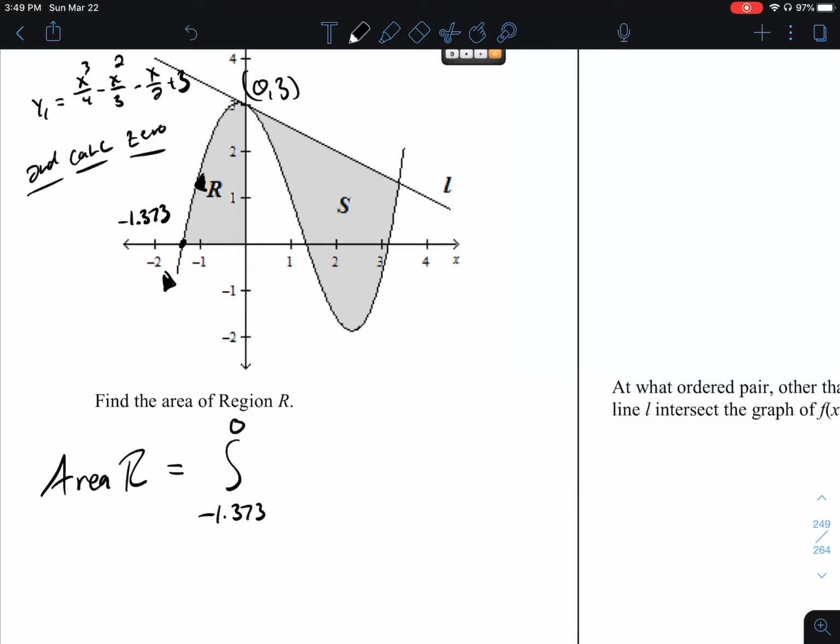And which function is this? It is function f. Just going to emphasize this is function f. This is function f.